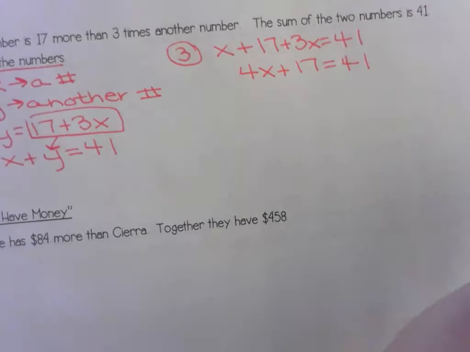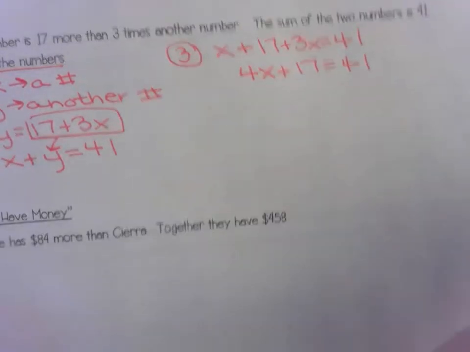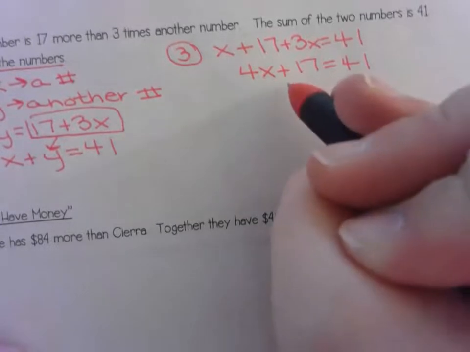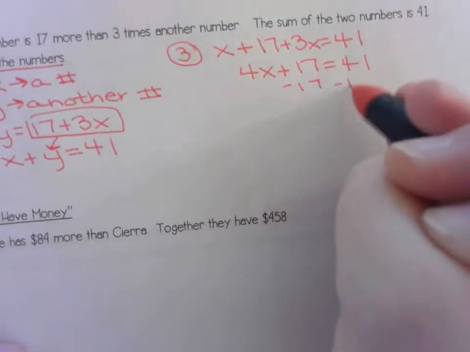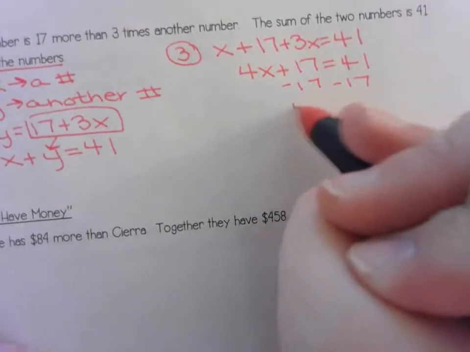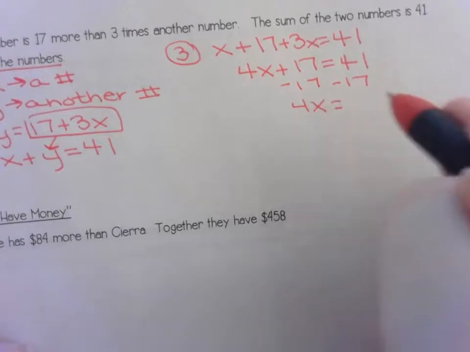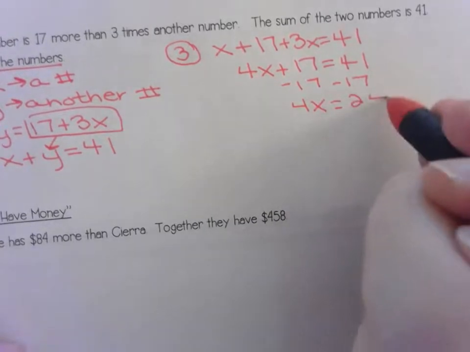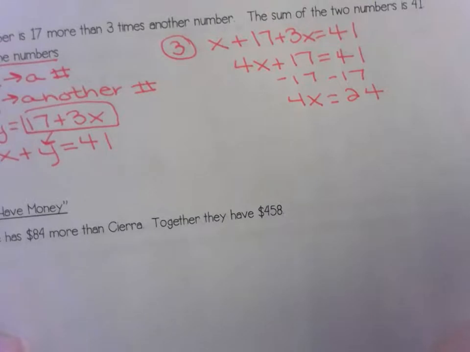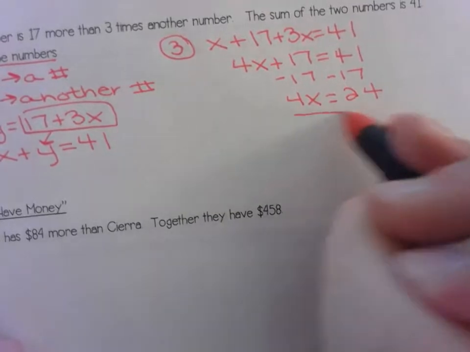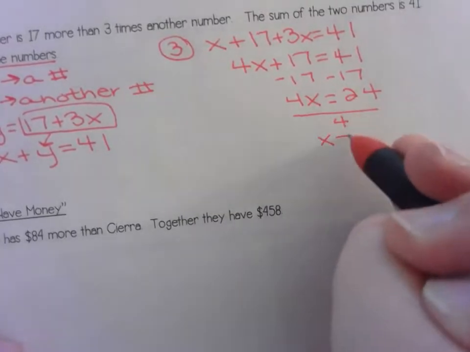Now you might get some big numbers with these. Use a calculator. Get over that. You'll be fine. Okay, what do I do next? Subtract 17. So 4x equals 41 minus 17, 24. 24 divided by 4, x equals 6.